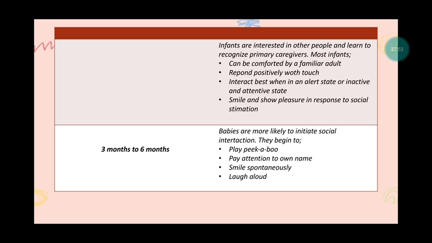For 3 months to 6 months, babies are more likely to initiate social interaction. They begin to play peekaboo, pay attention to one's own name, smile spontaneously, and laugh aloud. They keep laughing, play peekaboo, like it when you hide, they listen, and smile spontaneously.